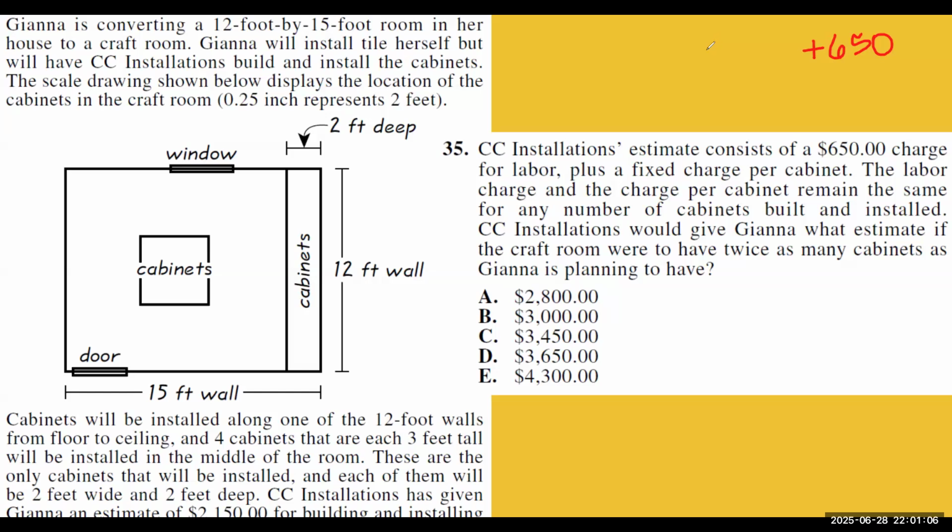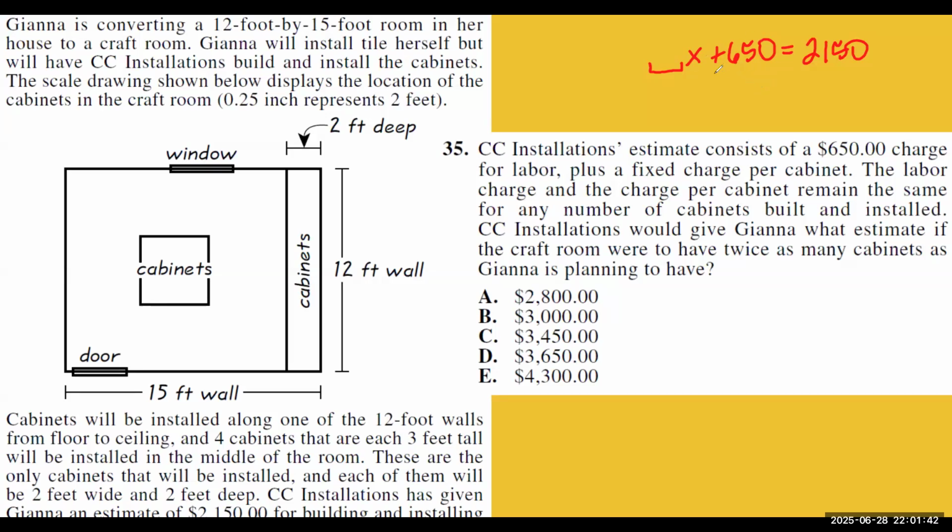Now, the fixed charge per cabinet is what we're looking at here. So we don't know what it costs per cabinet, but we do know that the total is going to be $2,150. Okay, so we have per cabinet and we don't know what this number is right here. So think about this. However much it is per cabinet, we're going to multiply by how many cabinets there are and then add that charge of labor, and that should give us the total. So we're going to work this a little bit backwards.